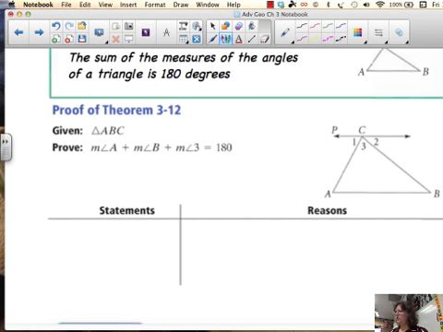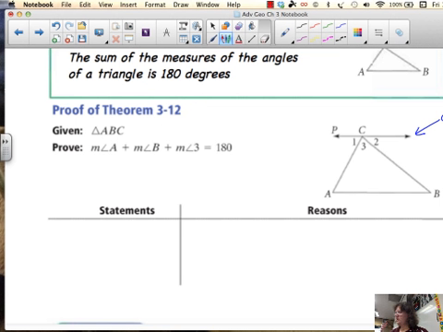Notice what they did. They took a triangle ABC, and then they drew this line up here, which we could call line PC. And when we use this line, we're actually going to say that that line is parallel to AB. So this proof is actually going to involve a construction, and you need this construction to be able to do the proof.